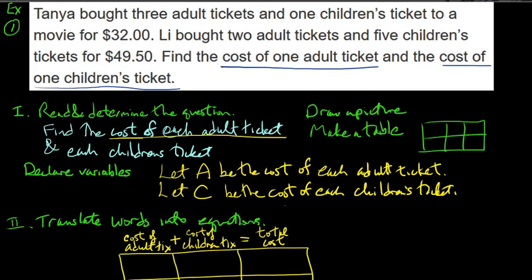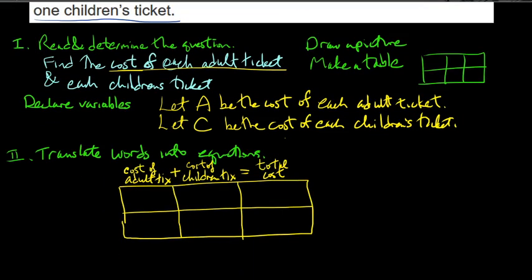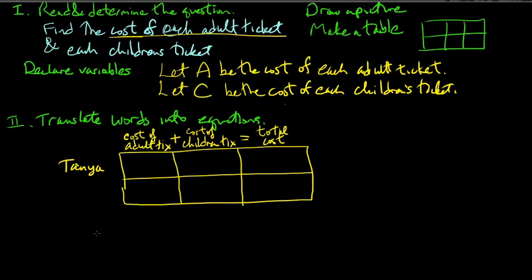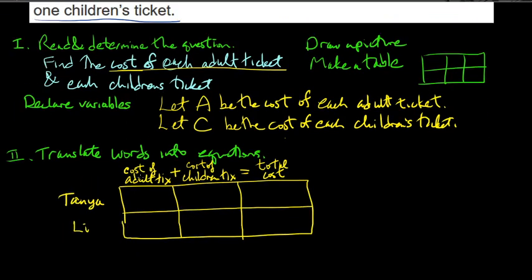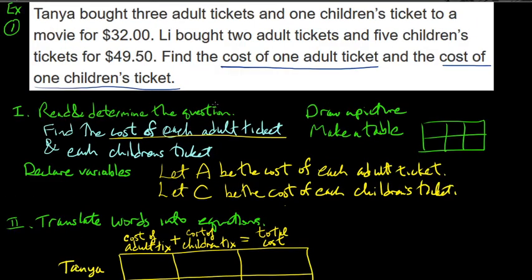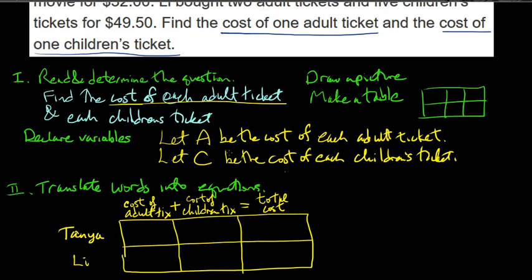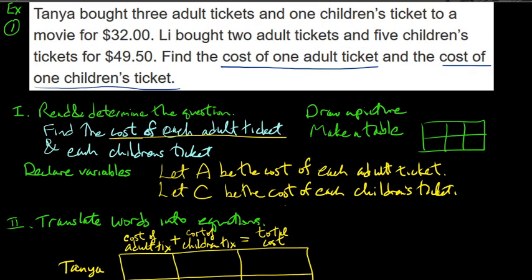And the first has Tanya buying a certain number of tickets. So this will be for Tanya. And then Lee is the other one. Okay, so Tanya bought 3 adult tickets. So 3 adult tickets, right? And each one costs how many dollars? Well, that's the question, right? A is the cost of each adult ticket. We don't know how much that is, right?